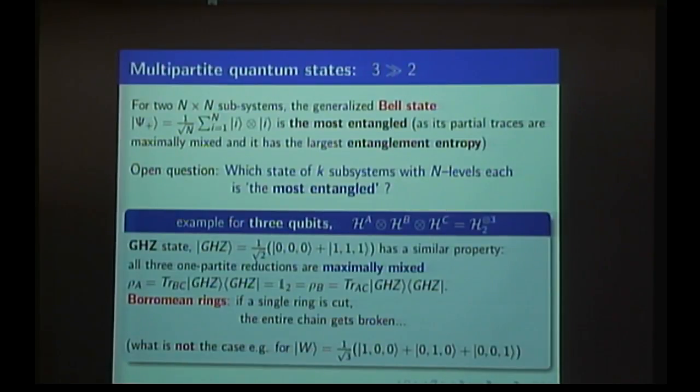I have 3 systems A, B, and C, and then I distinguish the GHZ state, which looks like this: 000 plus 111. A very simple generalization of the so-called Bell state. And it has this unique property that if you choose any subsystem and make a partial trace with respect to both other parties, the reduced matrix is proportional to the identity. Another property is, if you make a measurement on one party, the remaining state will be separable. So this is in relation to Borromean rings. If you cut one ring, the two others will go apart.